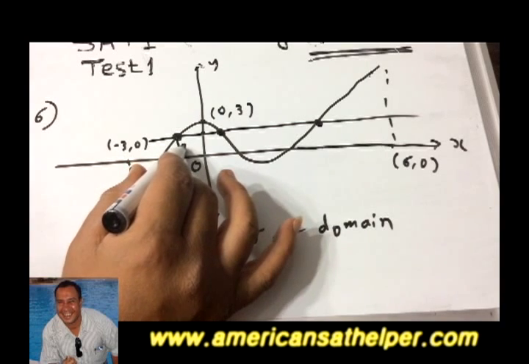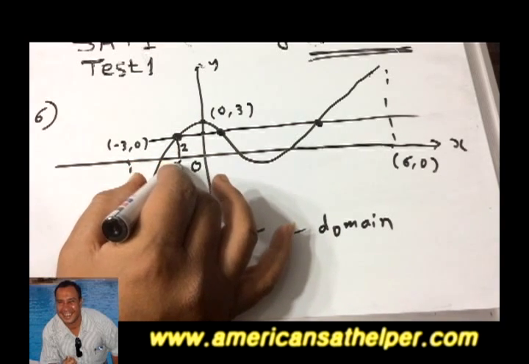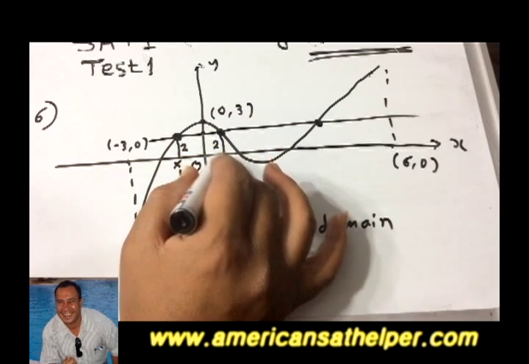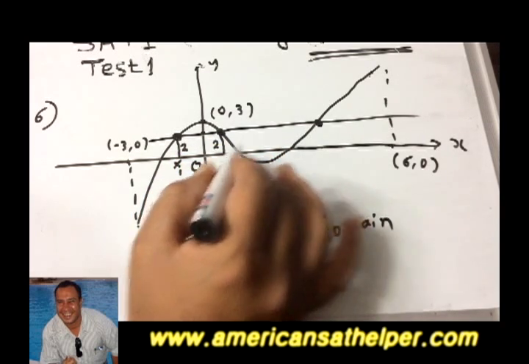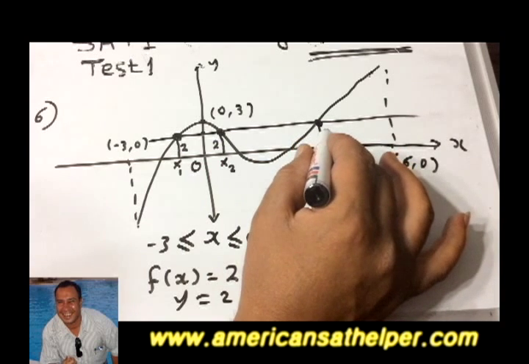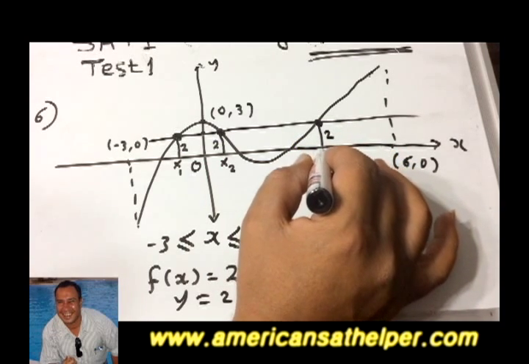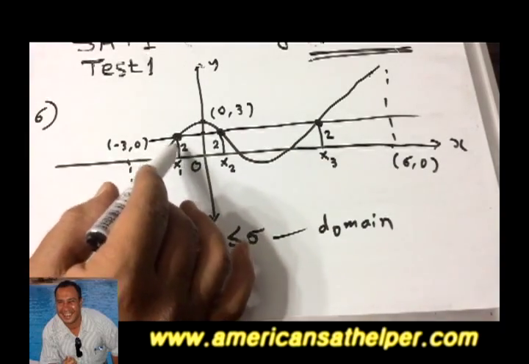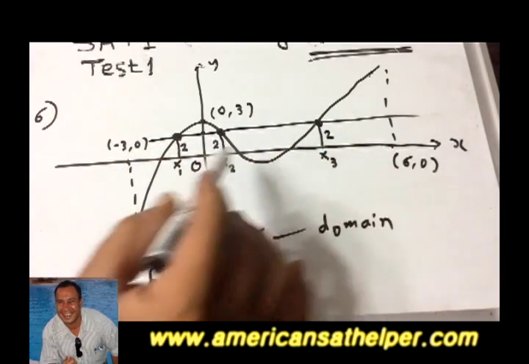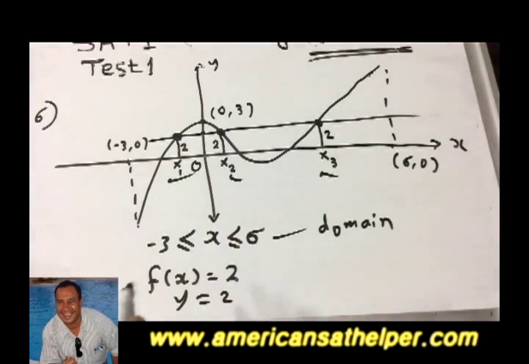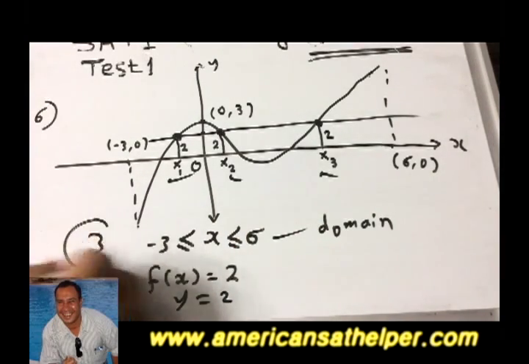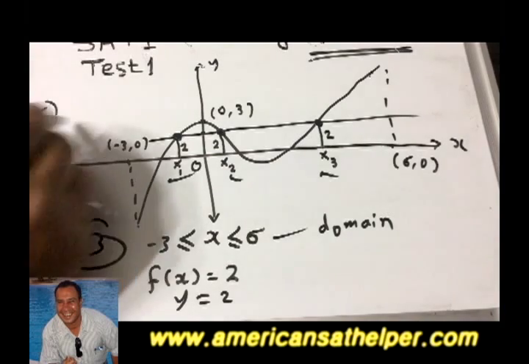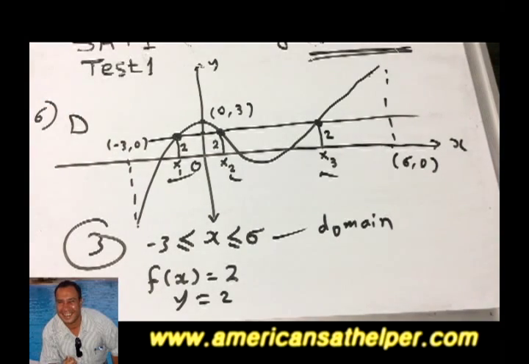This y equals 2 has x1, this y is 2 and has another x, say x2, and this y is 2 and has another x, say x3. So, on the graph, y equals 2 for 3 values of x, so the answer is 3. This is present in choice number D, so the answer is D.